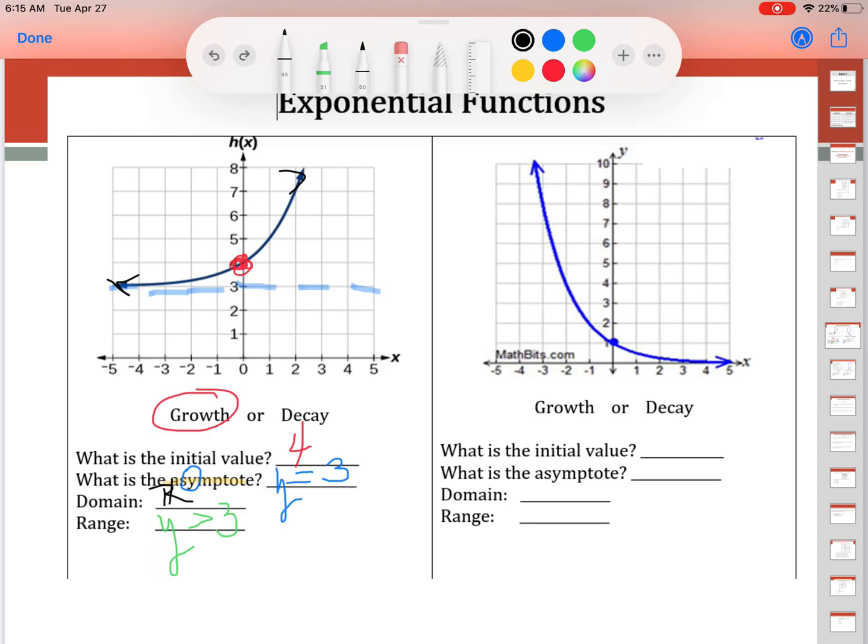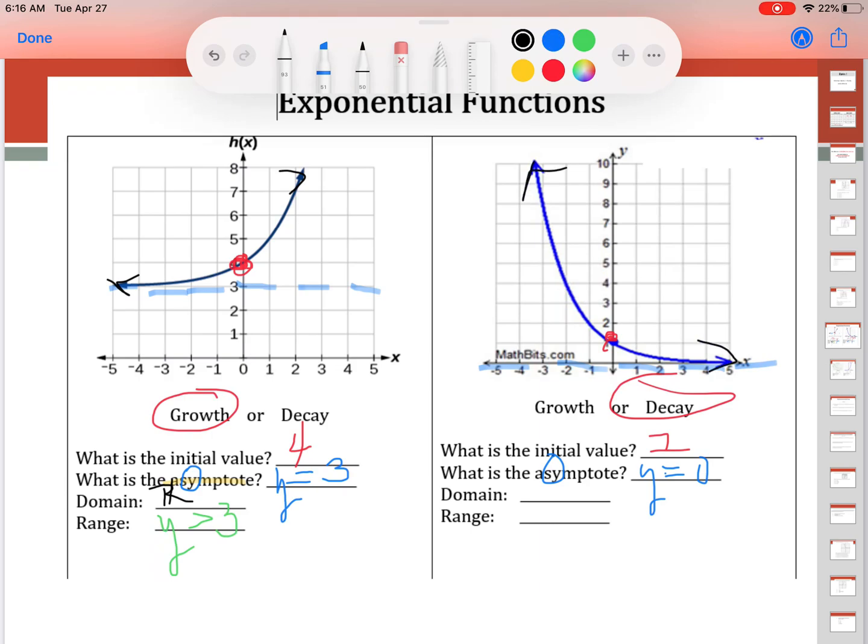Let's try that one more time. So in this one here, this is a decay because it's dropping down. This is the graph of a decay. The initial value is the number it touches the y-axis, which is the number positive 1. My asymptote is where this graph does not go below. Asymptote has the letter y in it, so it's a y equals. This asymptote is that it never drops below 0.